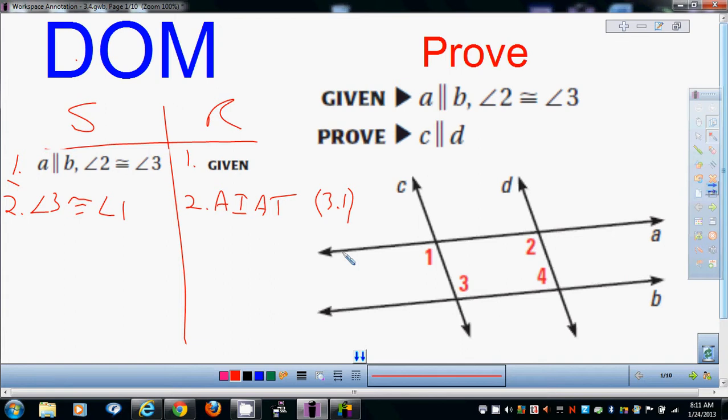What kind of angles are they? Not quite. 3 and 4 would be consecutive. What would 1 and 2 be? They're corresponding. And the corresponding angle converse states that if you have two lines cut by a transversal whose corresponding angles are congruent, then what do I know about those lines? They're parallel, and we would be done with the proof.